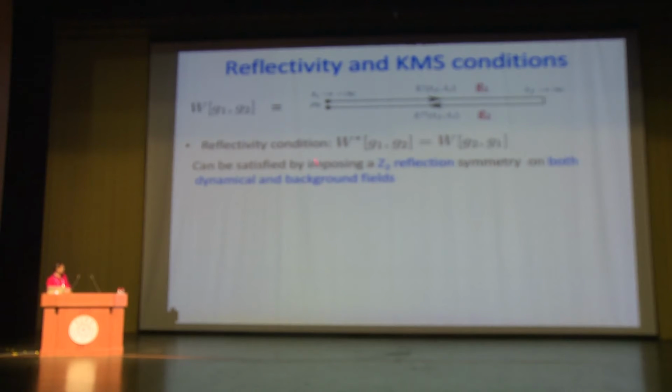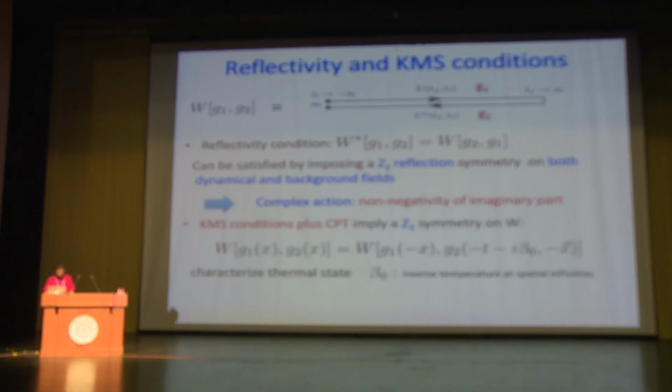It turned out this can be satisfied very simply just by imposing a Z2 reflection symmetry on both your dynamical and the background fields. But this turns out to have very non-trivial consequences. It implies that your action actually is complex. In particular, when you have a complex action, then you must require the imaginary part of the action to be non-negative. Otherwise, your path integral is not well defined. So this imposes some non-negativity conditions.